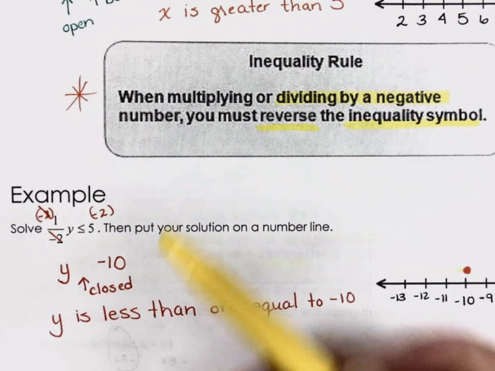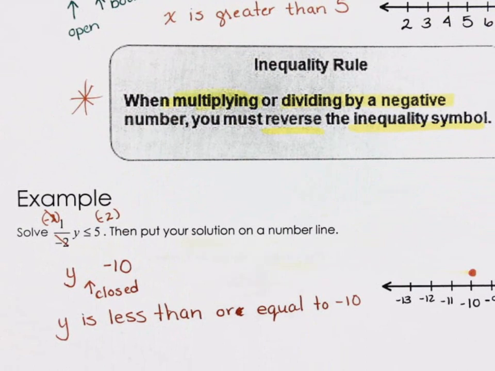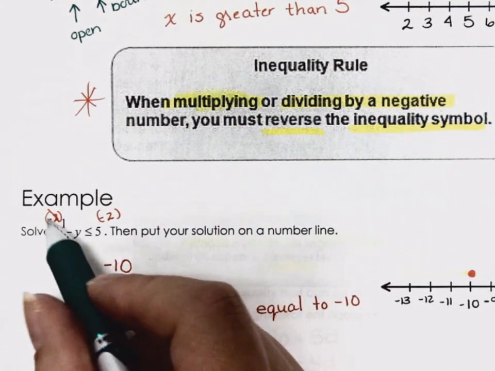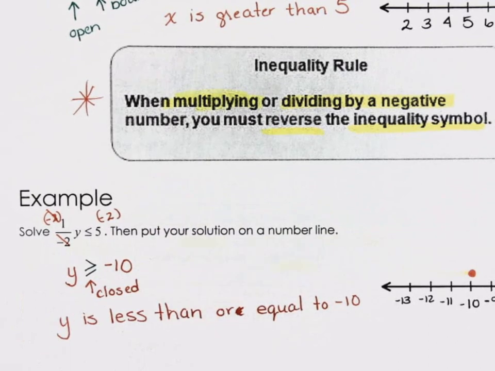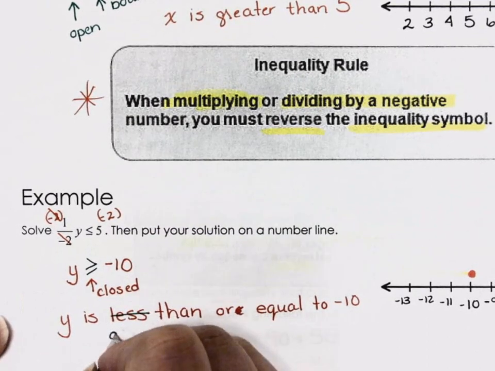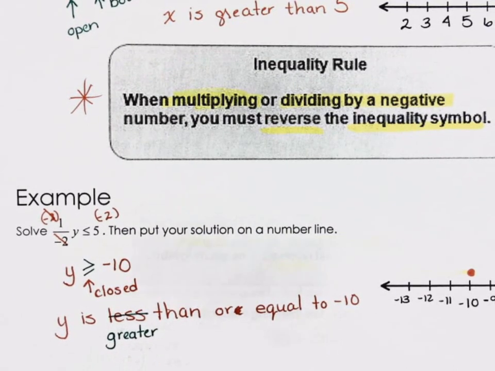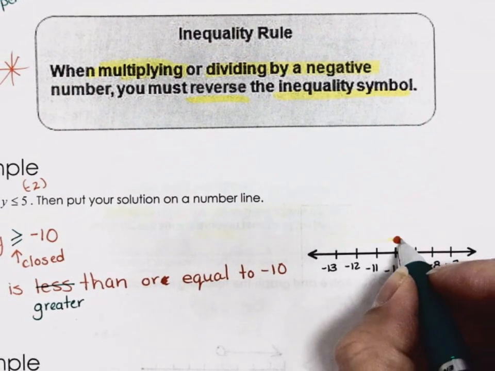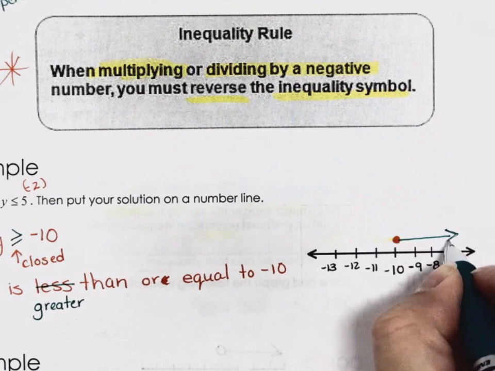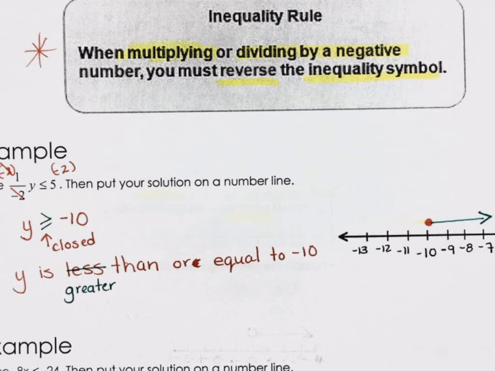I missed this word, multiplying. When you're multiplying or dividing, you need to flip the inequality. So we multiplied by negative 2, so the inequality flips to this way. And the word needs to change to greater than. And my arrow is now going to go to the right. Whew, that wasn't good. Now I'm going to have to re-upload these notes.